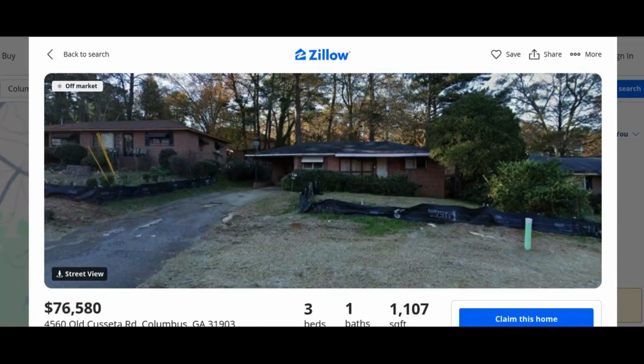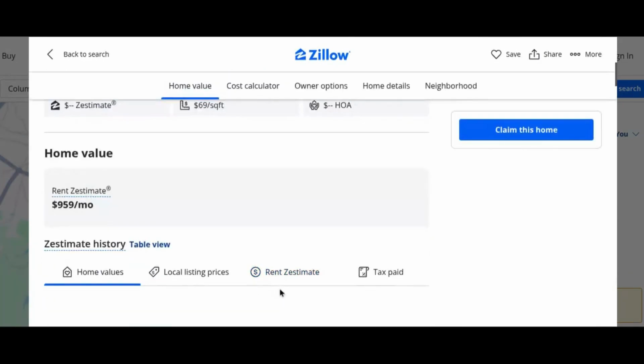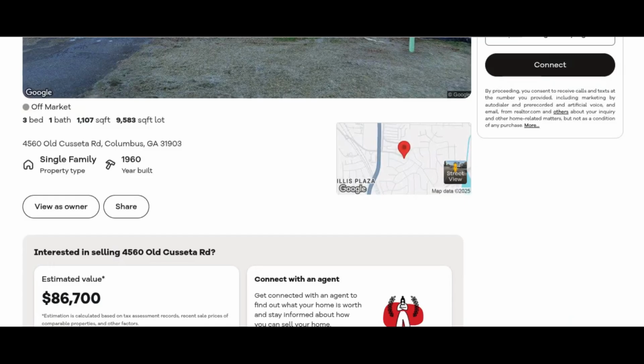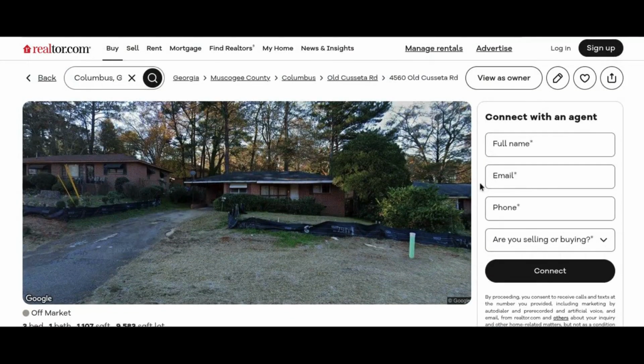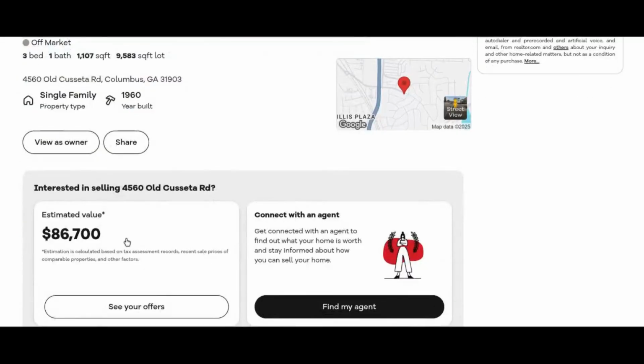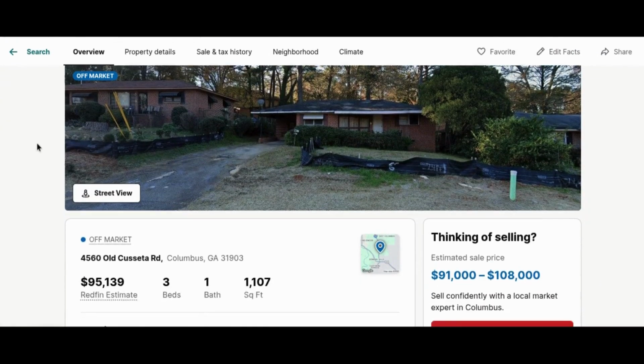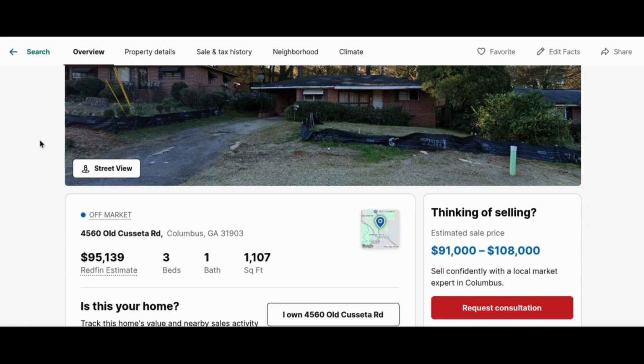All right, so Zillow is pulling the same exact data from the property appraiser. So they're saying it's worth 76,580. Okay, all right, good to know. No extra information. We really don't care. All right, let's take a look at Realtor. Now, this is where it gets interesting again. Same picture, and Realtor.com is saying 86,700. Right? All right, that's interesting. Now let's go to Redfin though. Redfin, same photo, has that as 95,139.